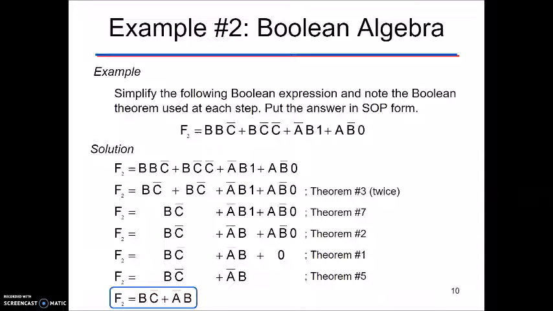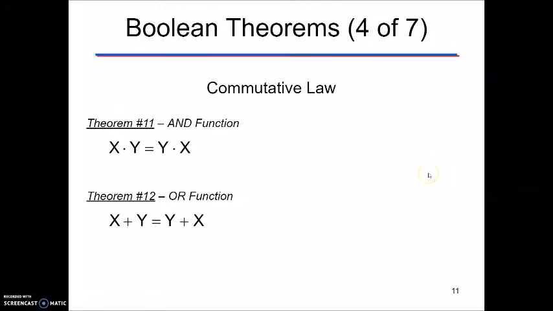And then after applying theorem 5, we're down to B C naught or A B, which gives us the final solution of F2 equals B C naught or A naught B. So now we're going to move into the commutative law theorem.